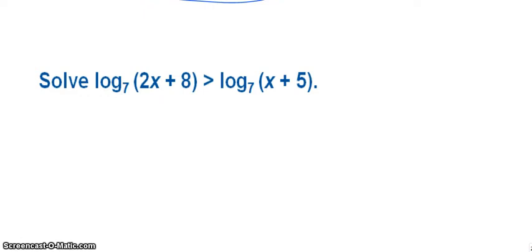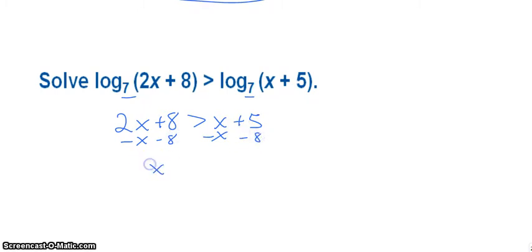Now when I have inequalities, I do it the same way as I did with the exponentials. My bases are the same, so I just drop my log base 7 on both sides. So I've got 2x plus 8 is greater than x plus 5. I'll subtract x, subtract 8, and x is greater than negative 3. In both cases, it doesn't look like I might get a negative argument because in both cases I'm adding something that's going to be larger than whatever my x is being multiplied by. So x is greater than negative 3 is my answer.